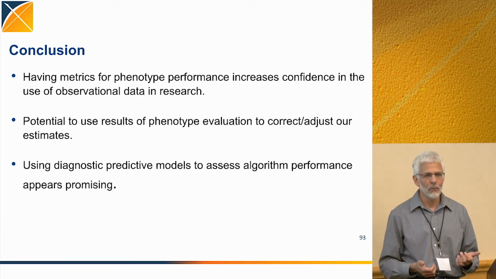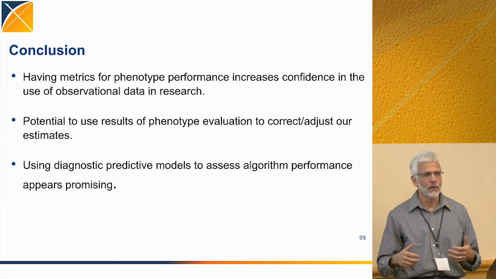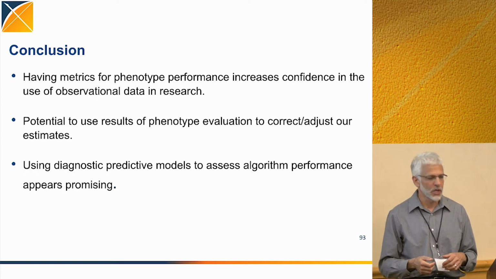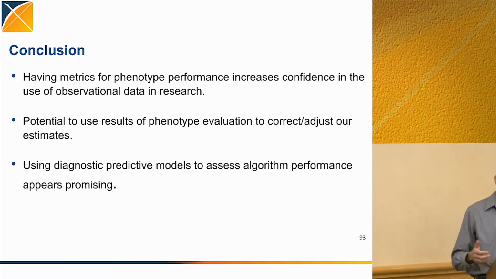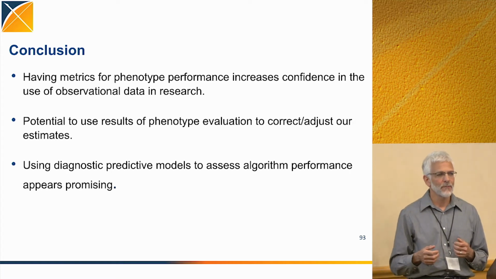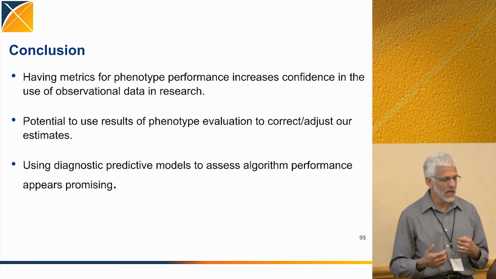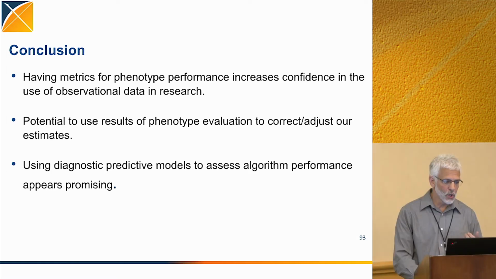Have you gone too far with your specificity in your cohort, so that your results are no longer generalizable? There are ways, and that's probably the next step for some of the stuff that we're going to be doing, to correct your output, your Ns, and how many people have outcomes, using sensitivity and specificity. If you know the algorithm, if you know the performance characteristics, you can then apply it to the data set. So we think that this use of diagnostic predictive models to assess algorithm performance shows some promise.